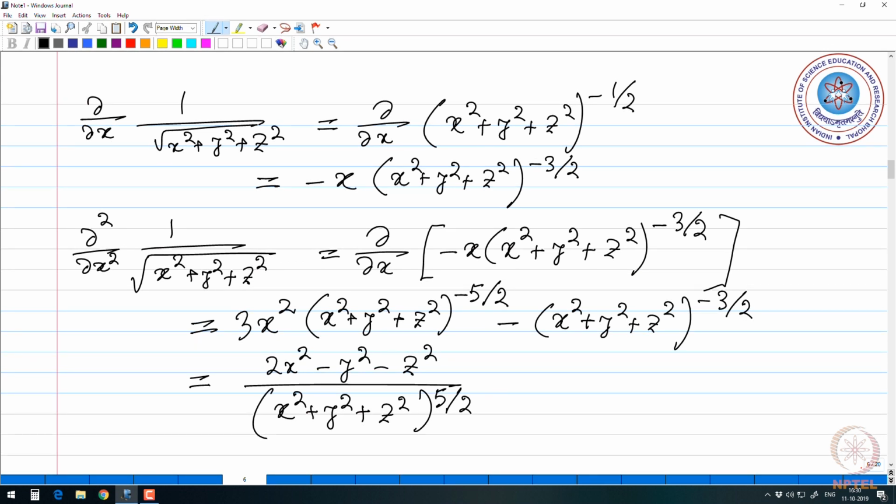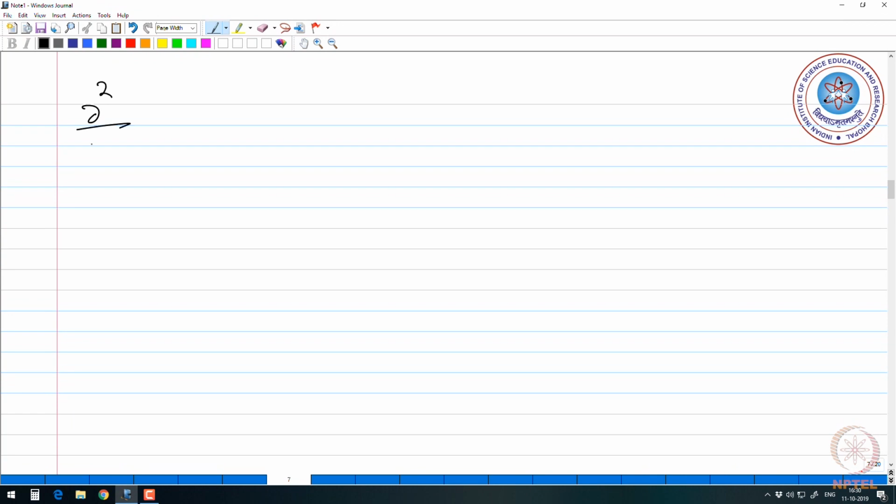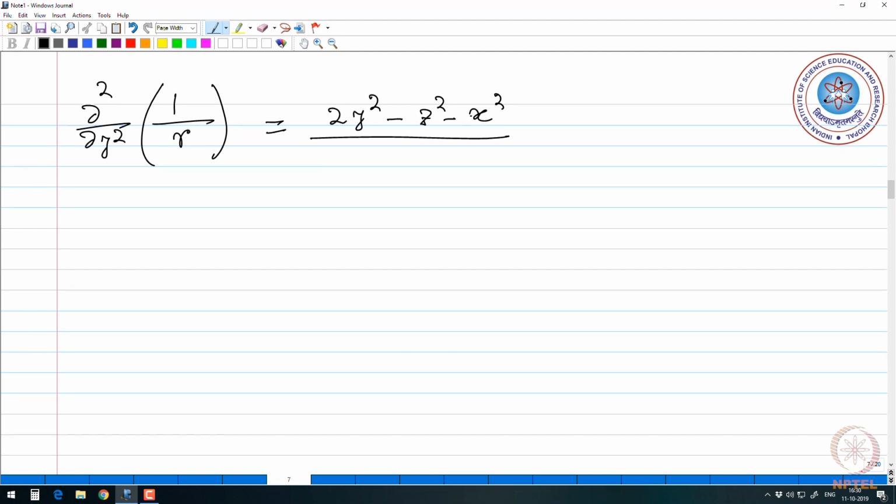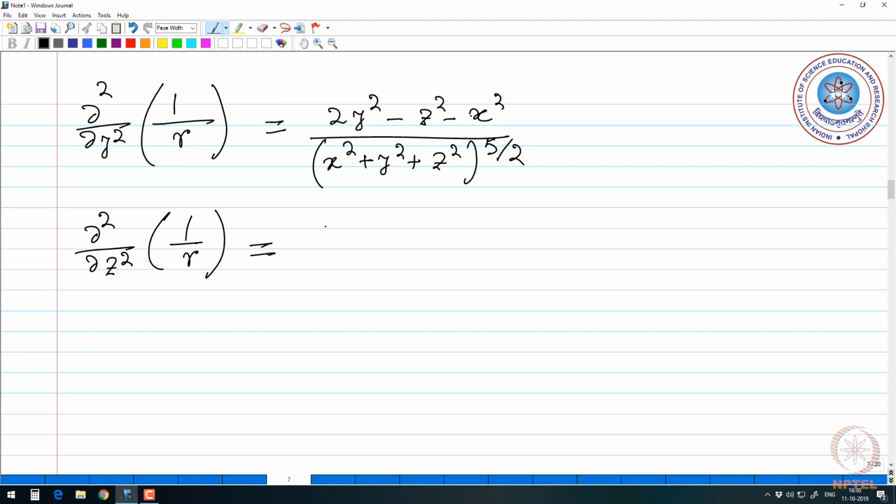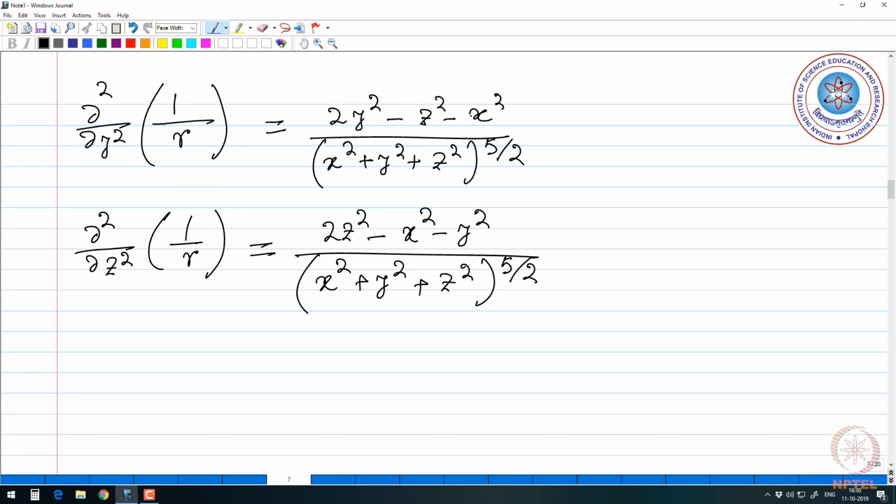Now, with similarity, we can write that ∂²/∂y² of 1 over r would be (2y² − z² − x²) over (x² + y² + z²)^(5/2), and ∂²/∂z² of 1 over r is similarly equal to (2z² − x² − y²) over (x² + y² + z²)^(5/2).